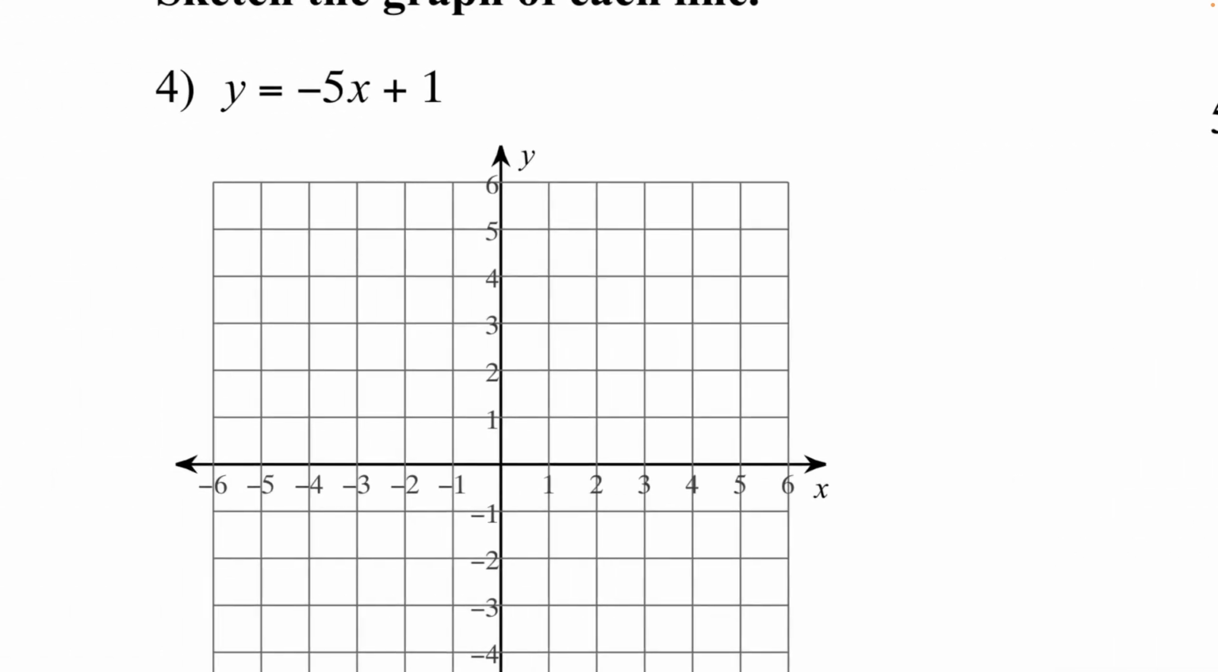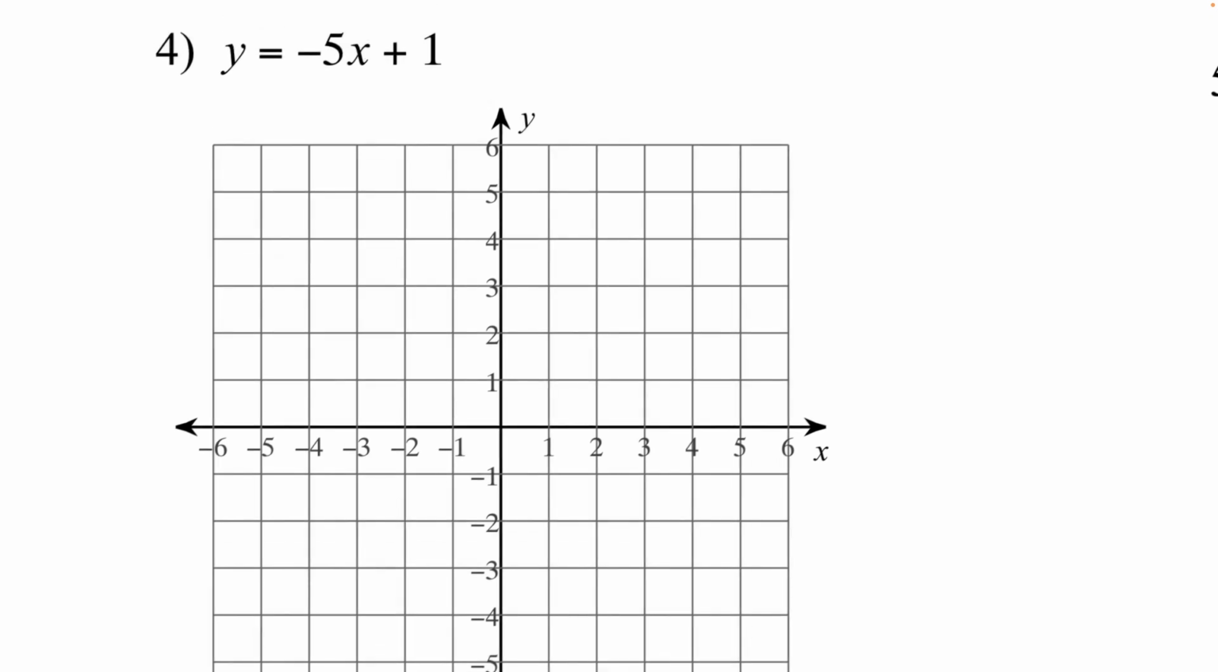All right, number 4. We're just graphing slope-intercept form. These should be kind of free points. They're one of the easiest questions on the test. We're graphing the y-intercept first. So our y-intercept in this case is a positive 1. So we come up to positive 1 on the y-axis.